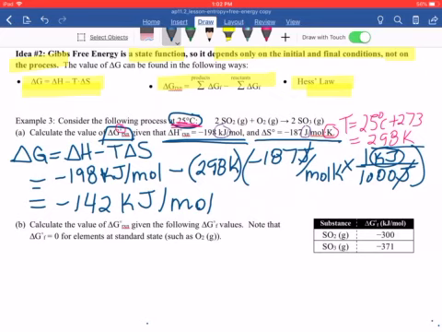Write a question if you have a question, but make sure that your math matches this. Make sure whatever you're getting confused on, you go back and sort through it.